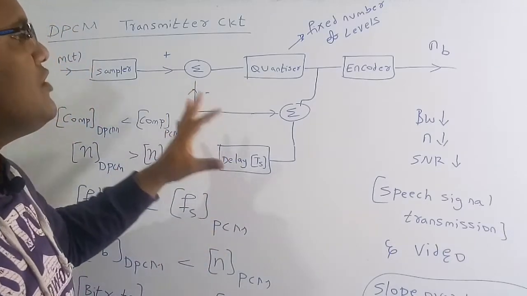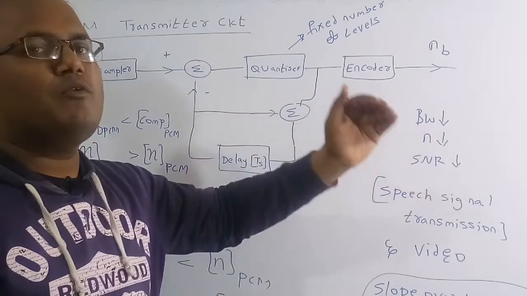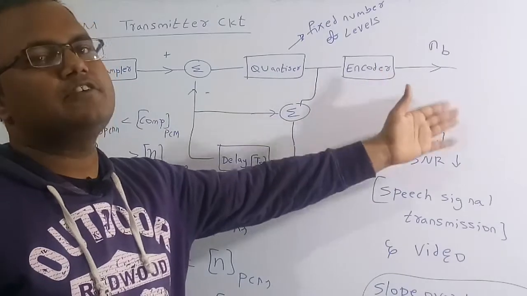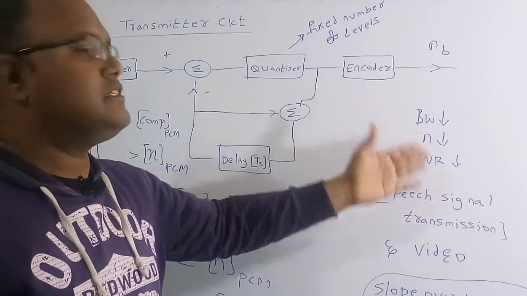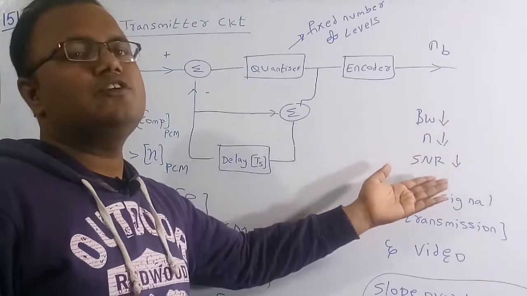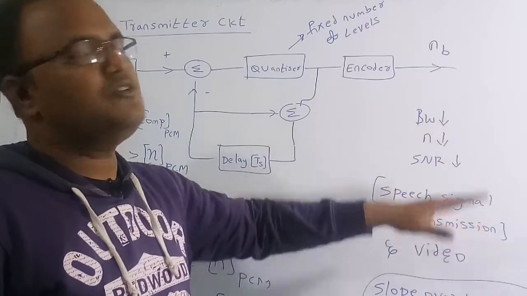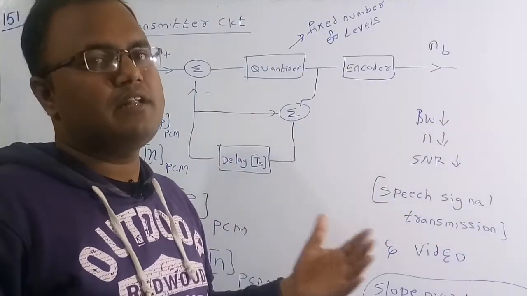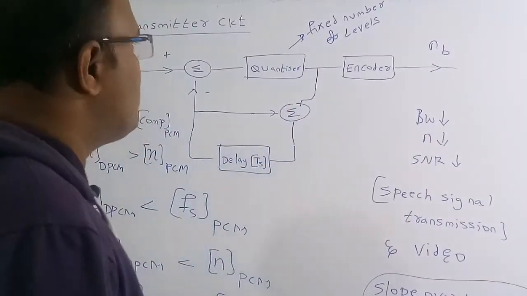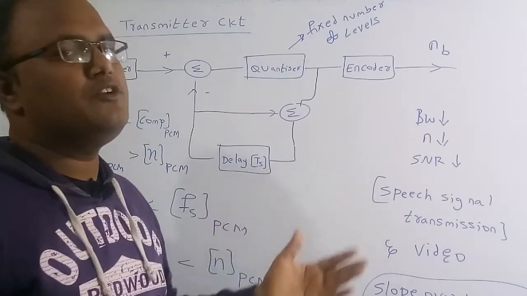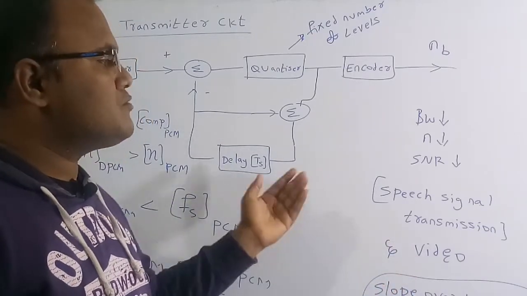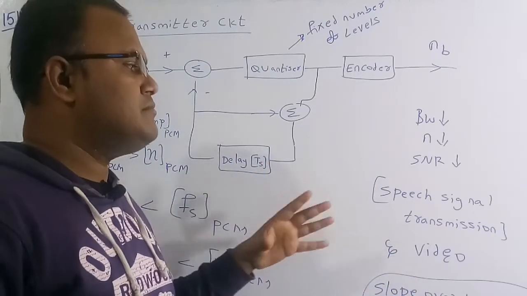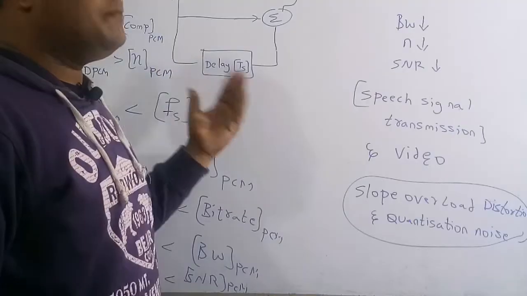Because of this circuit, we decrease the amount of bandwidth required to transmit the digital signal, the number of bits in the digital format also decreases, and the signal to noise ratio also decreases with the help of DPCM when compared to PCM. Because of these things, it is used for speech signal transmission and also video. Video, speech and images can all be transmitted with the help of the DPCM circuit.